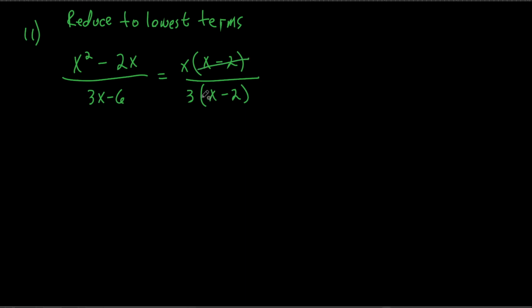So the x minus 2 cancels with this x minus 2. What are you left with? You're left with an x on the top, a 3 on the bottom, and that's your answer right there. That's all there is to it. All right?